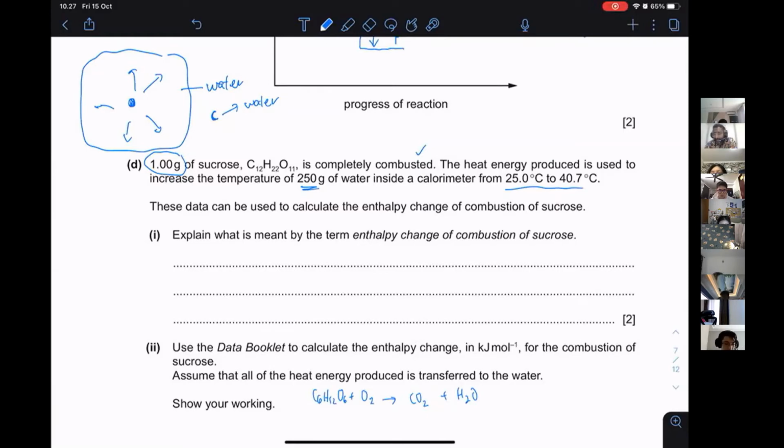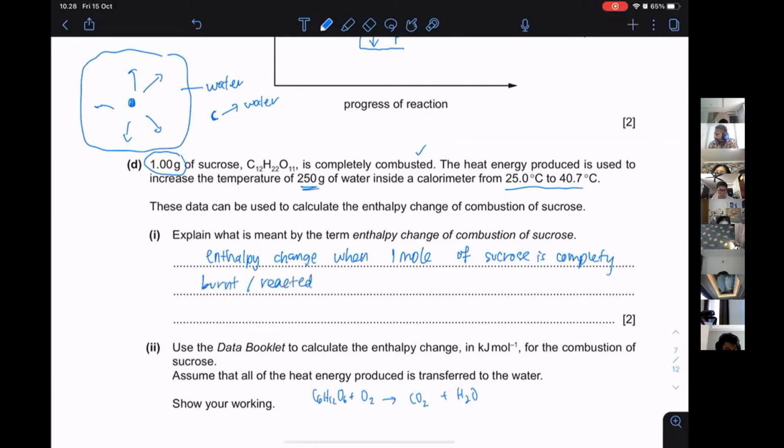Here, explain what is meant by the term enthalpy change of combustion of sucrose. Enthalpy change of combustion is the enthalpy change when 1 mole of sucrose is completely burnt, or reacted with excess amount of oxygen.